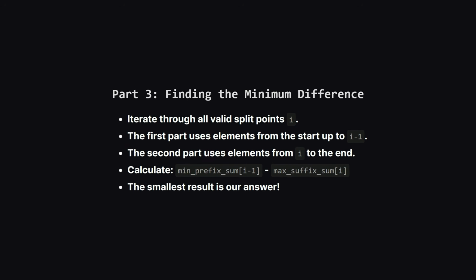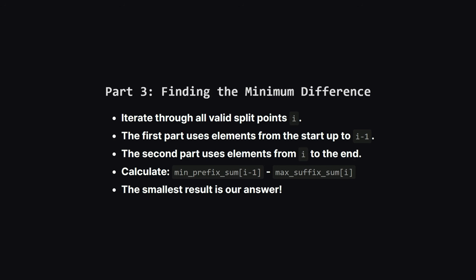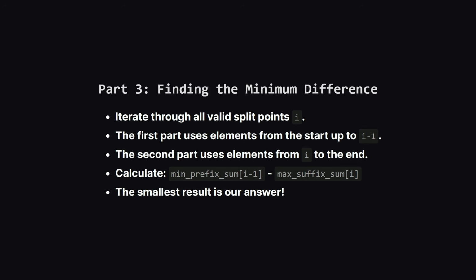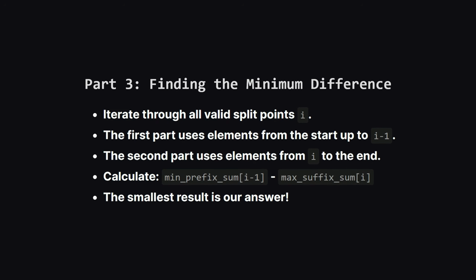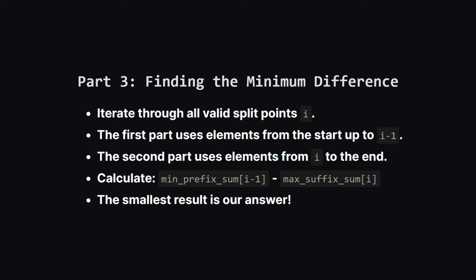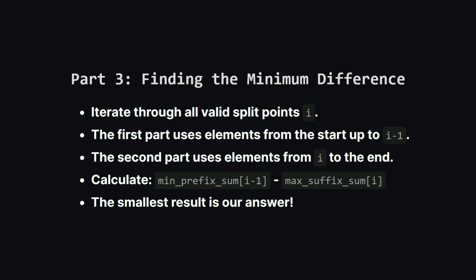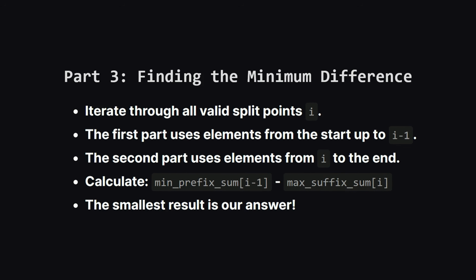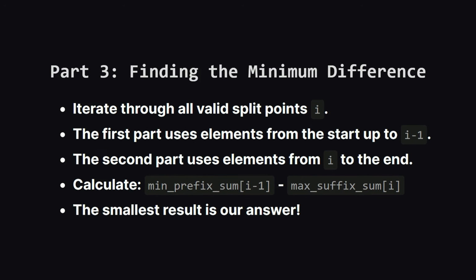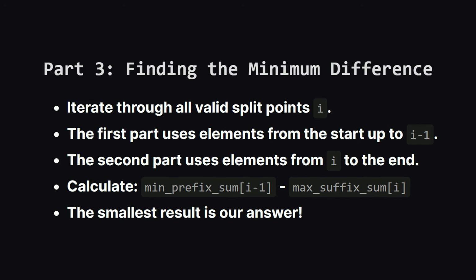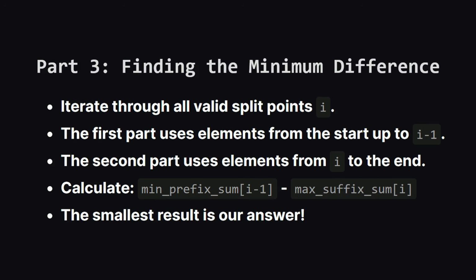Alright, we've done the hard work. We have two arrays of pre-calculated sums. One holds the smallest possible sums for the first part. The other holds the largest possible sums for the second part. Now we just loop through all the valid places where the array could be split. For each split point, we grab the corresponding minimum prefix sum and subtract the corresponding maximum suffix sum. We keep track of the smallest difference we find, and that's our final answer.